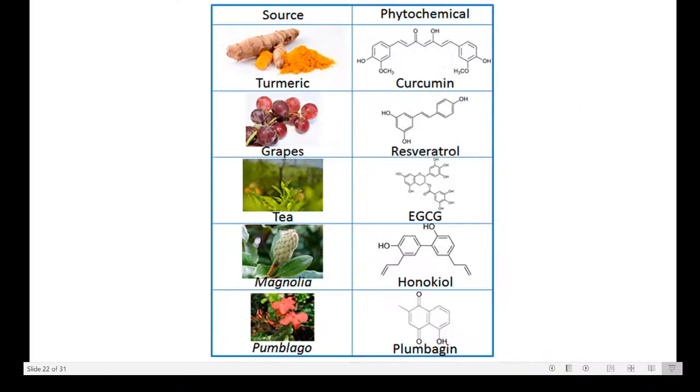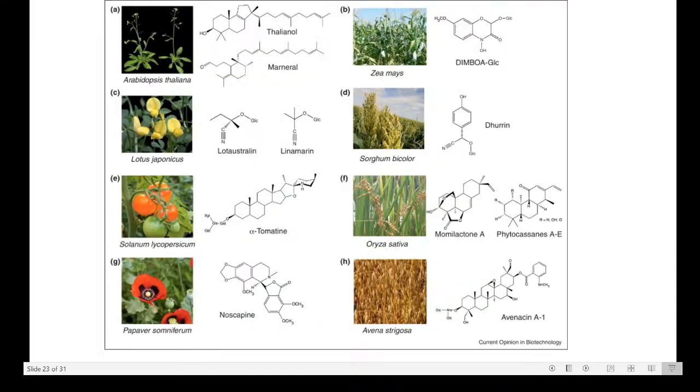Okay, and then turmeric: curcumin is a well-known phytochemical. Grapes have resveratrol, tea has catechin, and another one is magnolia, which has magnolol. These phytochemicals are present in particular plants. Another example is tomato. These are all daily foods. In daily foods we are using these phytochemicals.